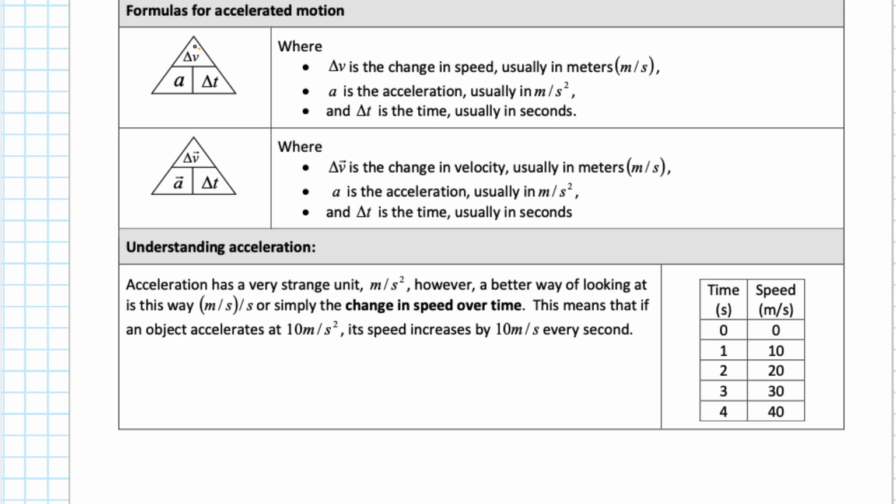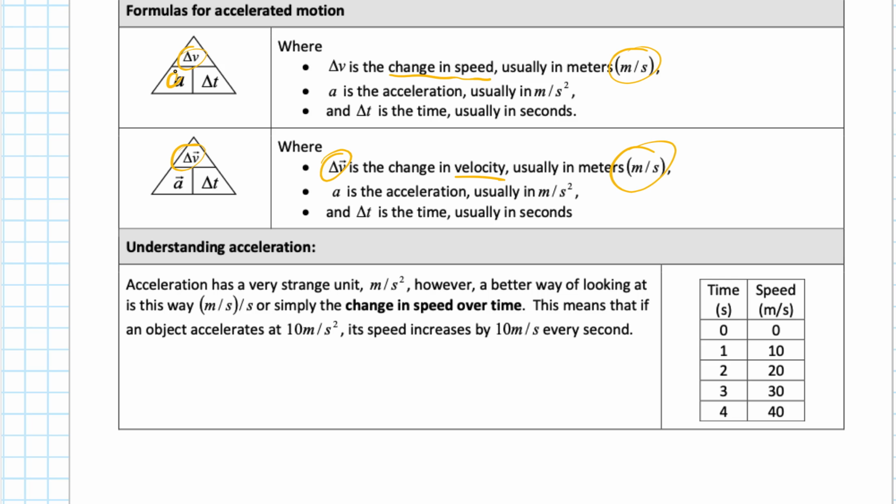Let's take a look at this one. We have delta V. Delta V refers to the change in our speed. The vector version is the change in velocity. So the change in velocity versus the change in speed. Now, if you recall, velocity has a direction where speed does not. In both cases, that change is measured in meters per second.